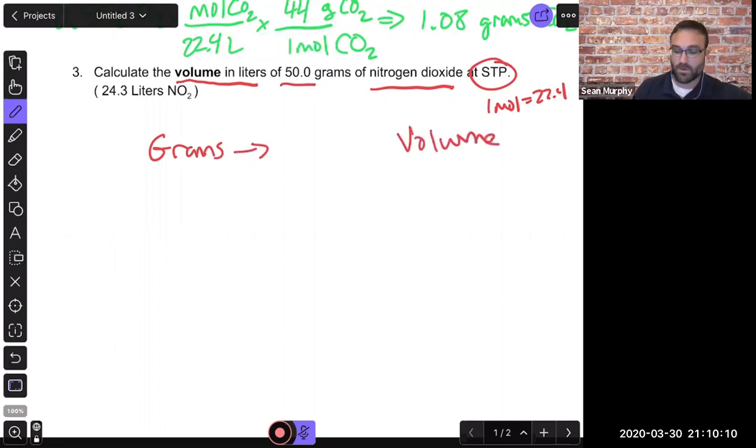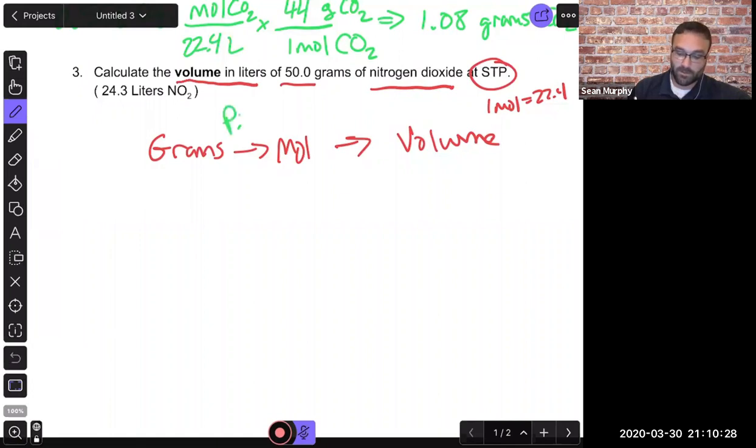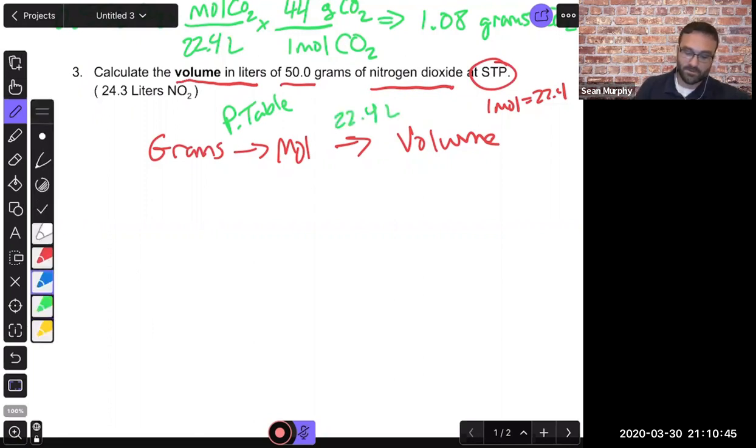We can't go grams straight to volume. We have to use mole. Remember, mole is always the middleman in order to go from grams to volume. So I'm going to be using the periodic table every single time you see grams and you're doing some sort of conversion. That's going to get me into moles. How do I go from moles to volume at STP? We're going to use 22.4 liters. Okay, so let's do it.